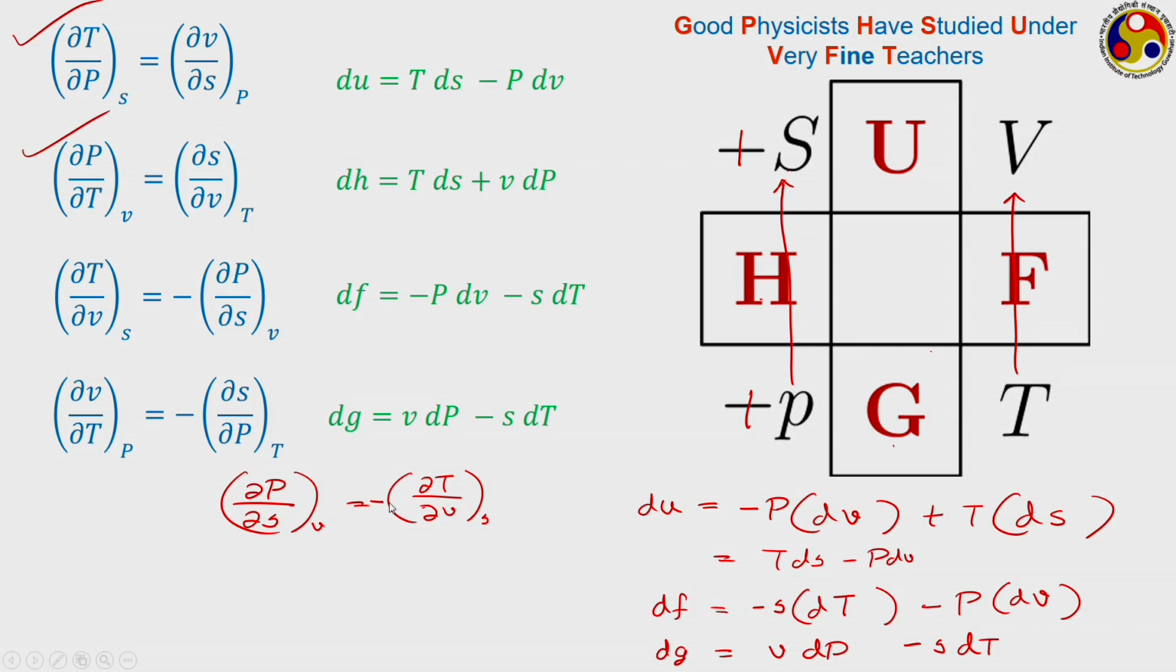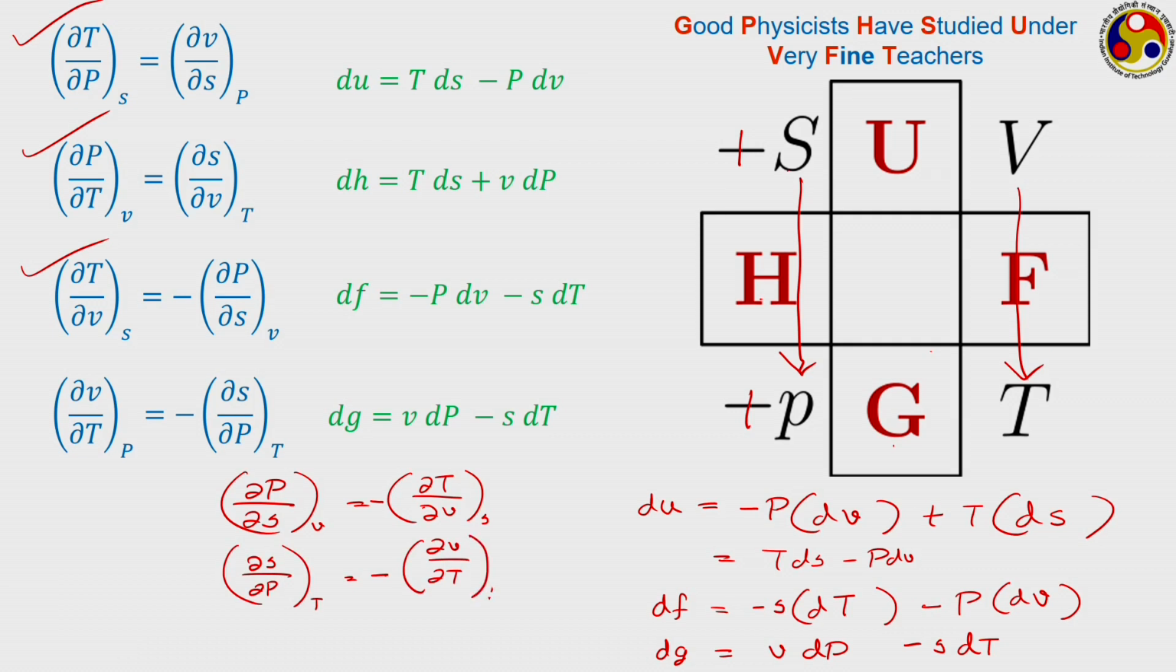So, what do you have here? Have you got this relation? This is the relation that we are talking about. Similarly, now if we come from top to bottom, that is starting from s moving to t, similarly from v moving to t. So, we have ∂s/∂p with t is equal to minus ∂v/∂t with p, and this is the fourth relation that we have developed.